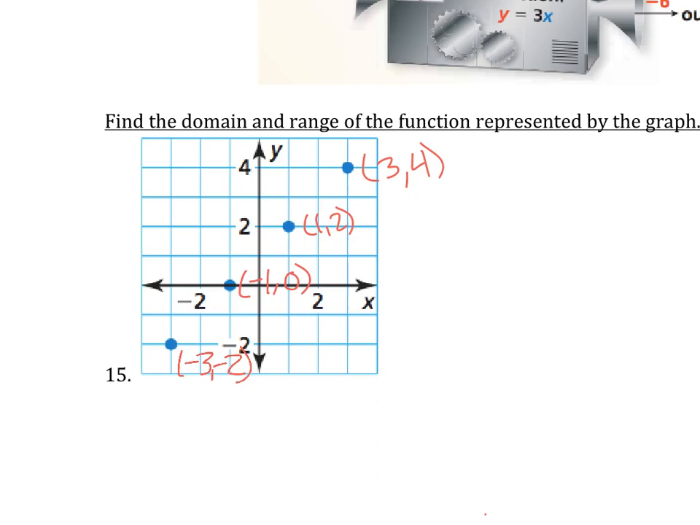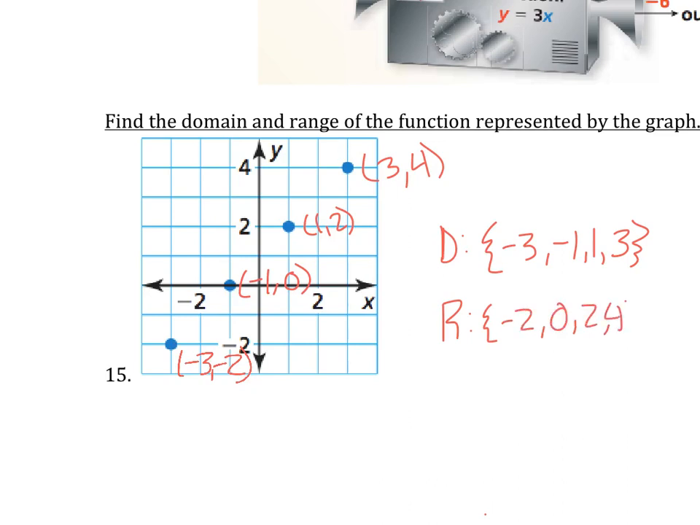Okay, so once I label those, domain and range is pretty easy. Domain, and we use these little braces, is all of the x values. So just list out your x values: negative 3, negative 1, 1, and 3. The only tricky part here is make sure if any of your domain or range values repeat, you don't write it twice. So range is all my y values: negative 2, 0, 2, and 4. And it honestly doesn't matter what order you put them in. They don't have to be in order. I just do that because it makes sense to me.